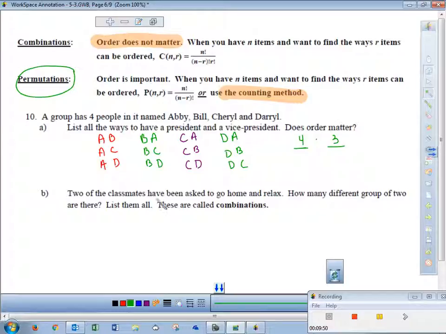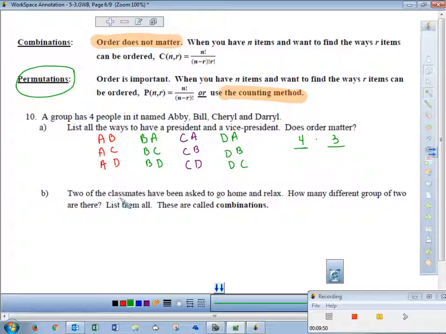But now check this out. Okay, so these people are in the class. I guess they were a group. I kind of have a typo here, but say it's the same 4 people. Those same 4 people, 2 of them have been asked to go home and relax, right? How many different groups of 2 are there?